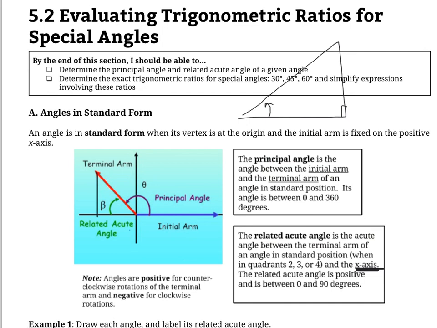A principal angle has to be positive and is defined as between 0 and 360. So this could be the principal angle of 120 degrees, as long as it's positive and between 0 and 360. The related acute angle is the acute angle between the terminal arm and the x-axis. Another way to think about it is if you were to draw a right angle triangle with that terminal arm, dropping down an altitude to the x-axis, it's whatever angle is in there. So again, it must be with the x-axis, nothing to do with the y-axis.